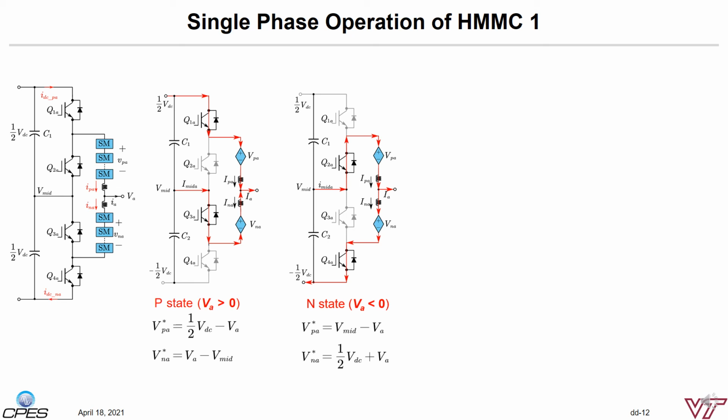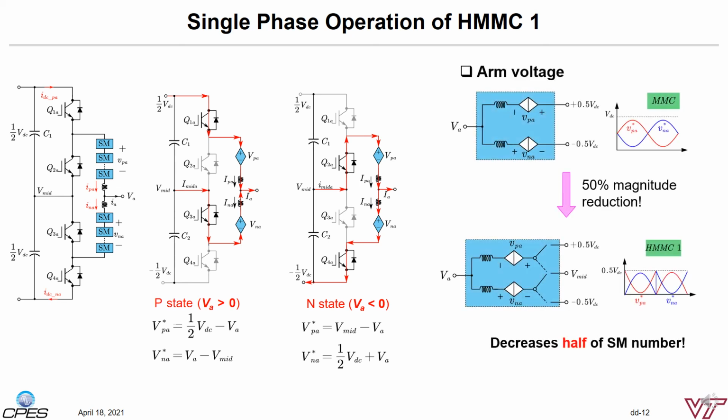There's a special switching state where Q2 and Q3 switches are turned on, and the upper and the lower arms will be in parallel. This state can happen when the AC voltage is zero crossing.